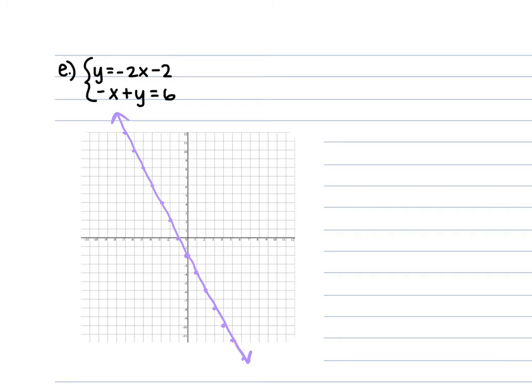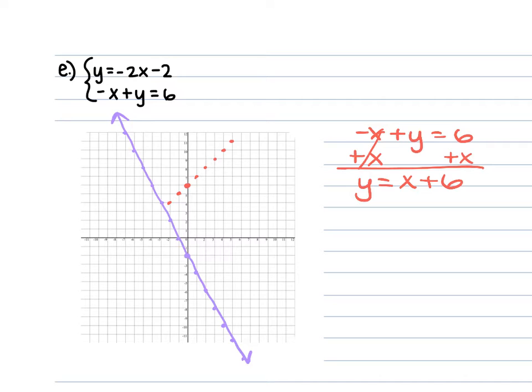There we go. Alright, so for our next one, we have negative x plus y is equal to 6. We're going to add the x to both sides and get y is equal to x plus 6. From here, we are going to go to that 6 on the y-axis, plot our point, and then use our slope of up 1 over 1, up 1 over 1. And then down 1 to the left 1 as well.